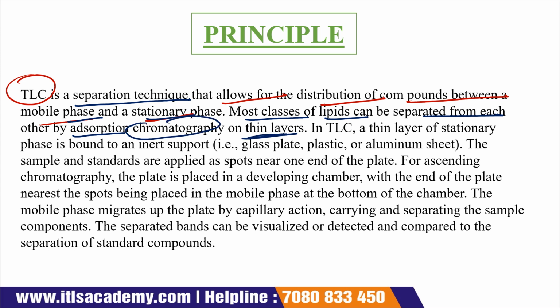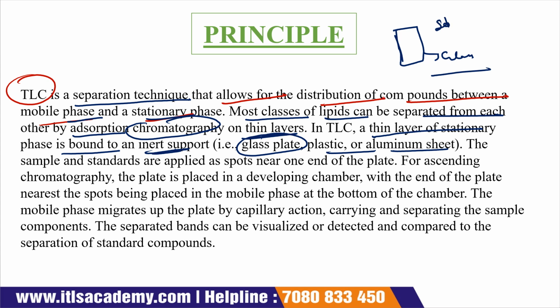Now in TLC, a thin layer of stationary phase is bound to an inert support, that is your glass plate, plastic or aluminum sheet. That I already told you here. We have a slide, this is a slide of glass, and we have a stationary phase, that is your silica gel. This silica gel is bound to an inert support, and this time the inert support is a glass plate.